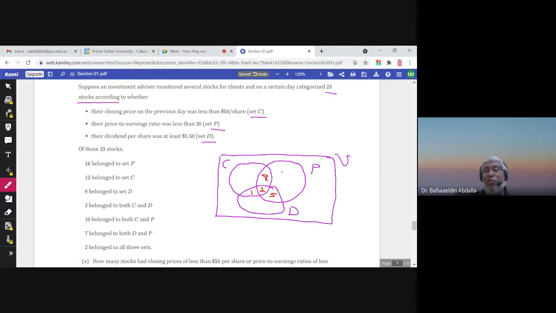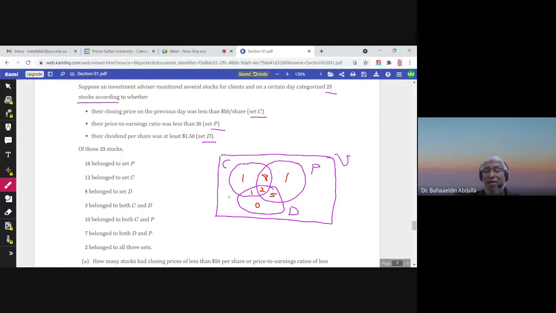16 belong to P. In P, I have 16. Up to now, I have 8 plus 2 plus 5 in P. So 15 in P, but there is 16, so still one of them here. Okay. In C, I have 12. 8, 2, 1, 11. I have 12, so still one of them here. 8 belong to set D. 5 plus 2 plus 1 is in fact 8. So there is nothing here. There is 0 here.